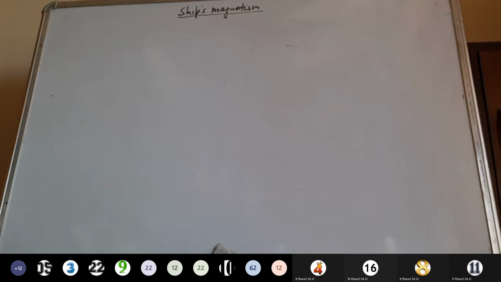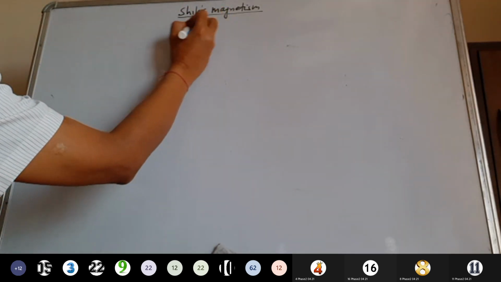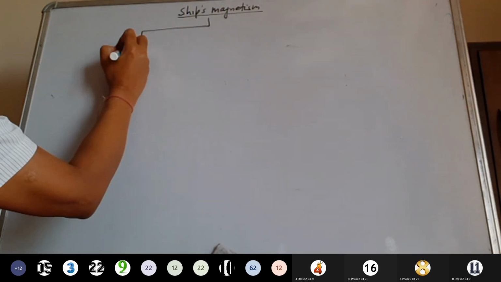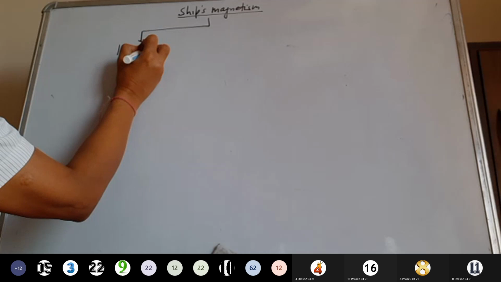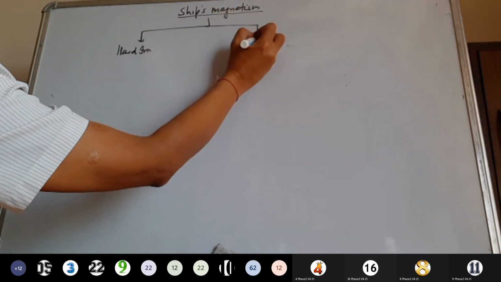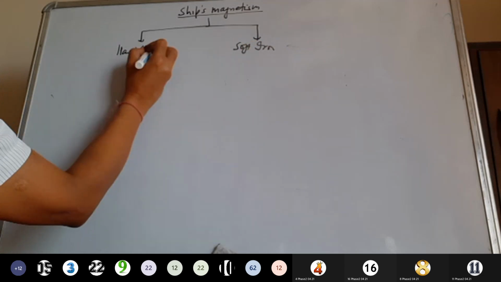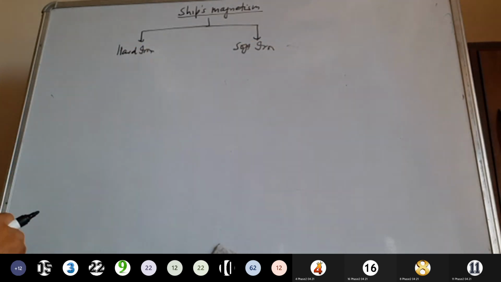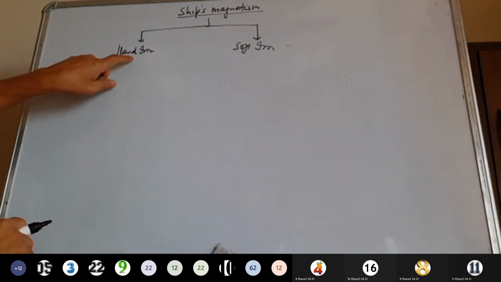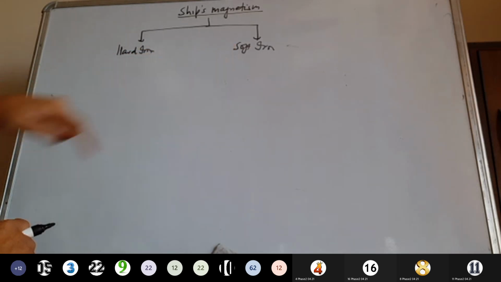Okay, so ship's magnetism can be divided into two parts. One is called hard iron, and the other one is called soft iron. Hard iron magnetism and soft iron. Hard iron can also be called permanent, and soft iron can be called temporary.